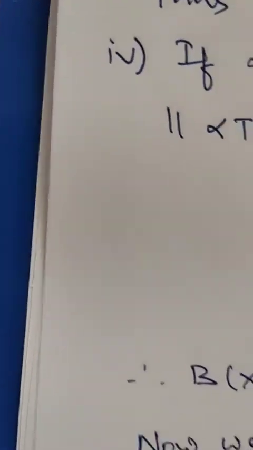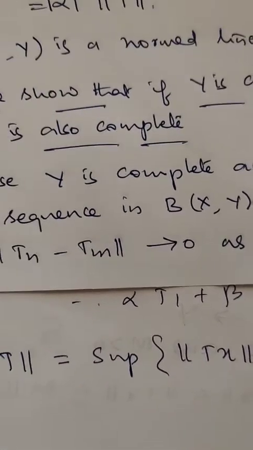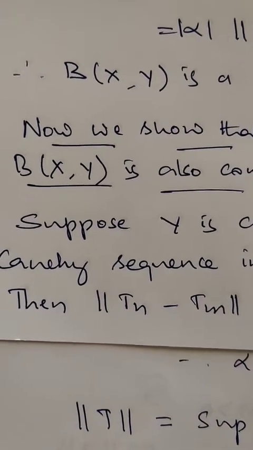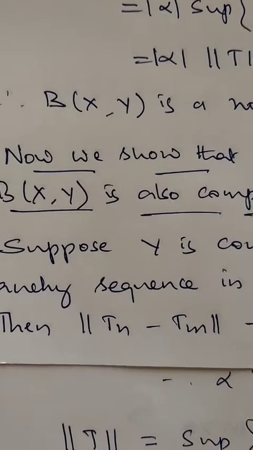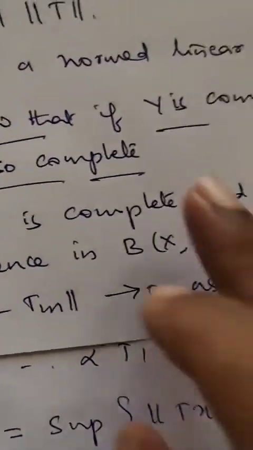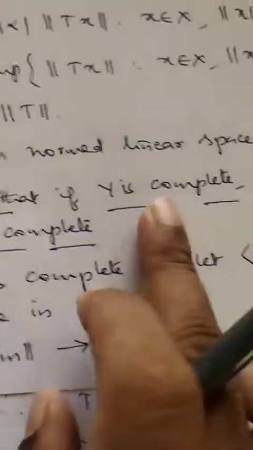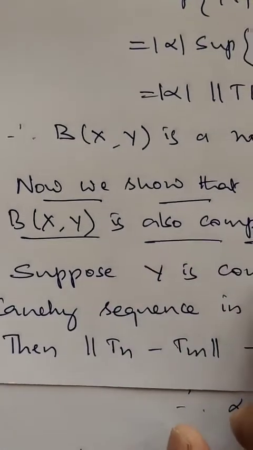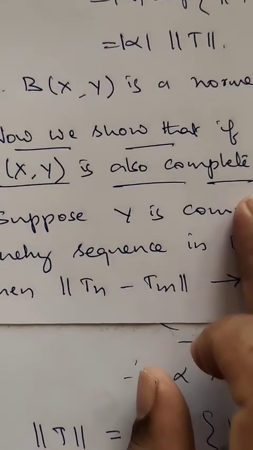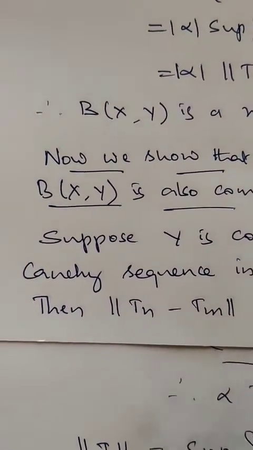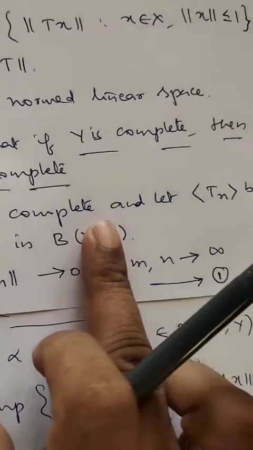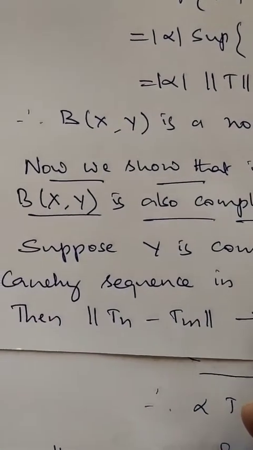Now the second part is, I asked, when does B(X, Y) become a Banach space? Meaning, is B(X, Y) complete? Yes, B(X, Y) is complete. The only restriction is that Y is complete. If Y is complete, then B(X, Y) is also complete. Okay. So this is the hard part of the proof. Suppose Y is complete, I'll take. Y is complete, and I need to show B(X, Y) is complete.